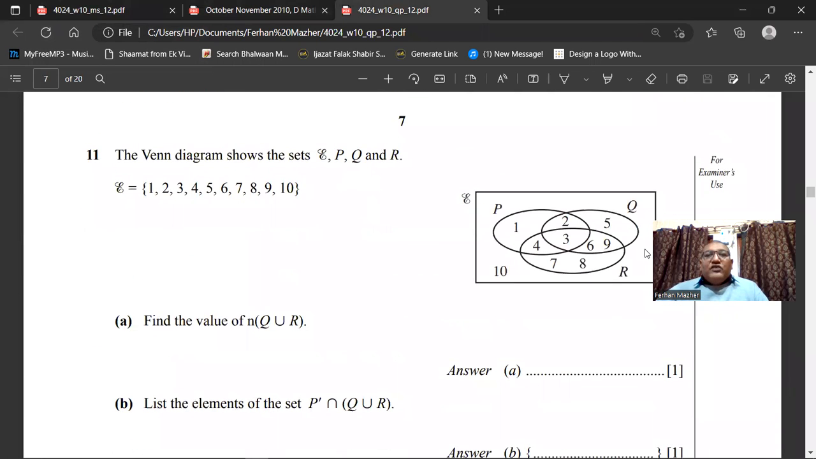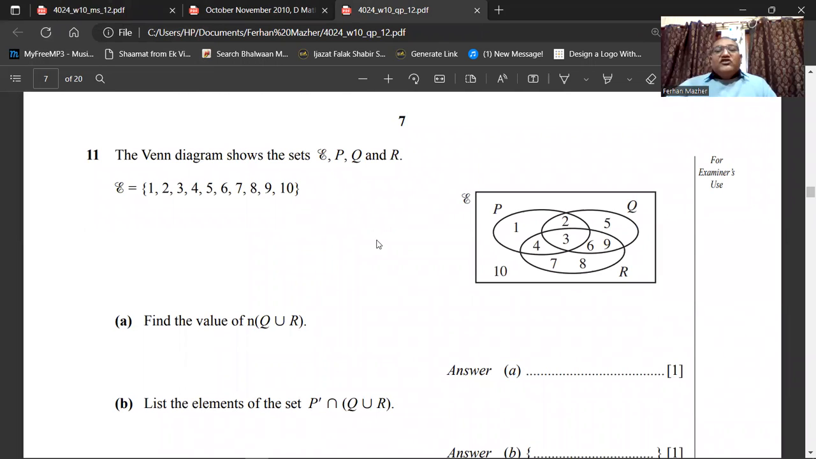On your screen, the next question is showing up. That's question number 11. It says the Venn diagram shows the sets: universal set, the set P, Q, and R. The universal set's members are 1, 2, 3, 4, 5, 6, 7, 8, 9, 10. Find the value of small n, meaning how many members are there in Q union R. When we say Q union R, it means both the Q and R circles.